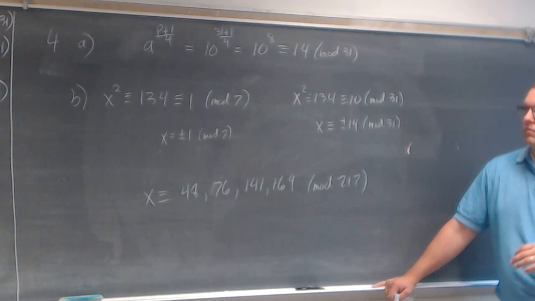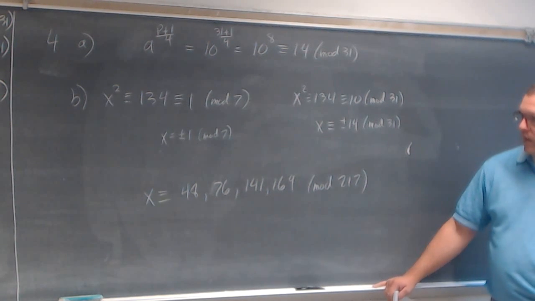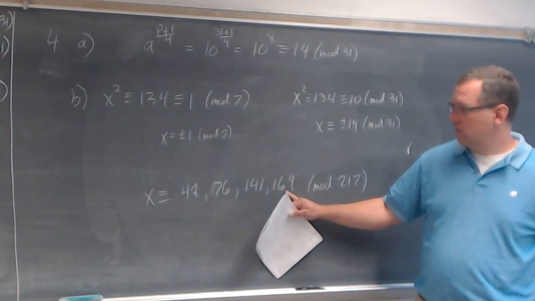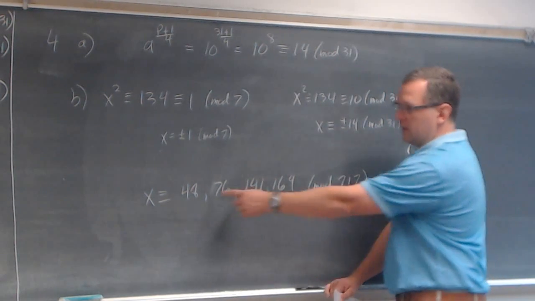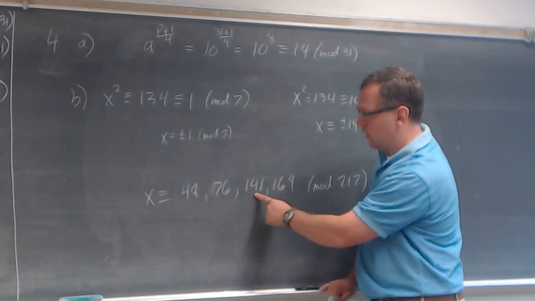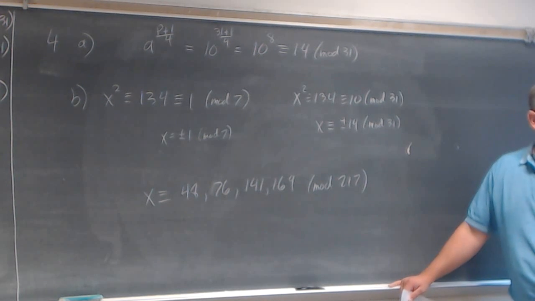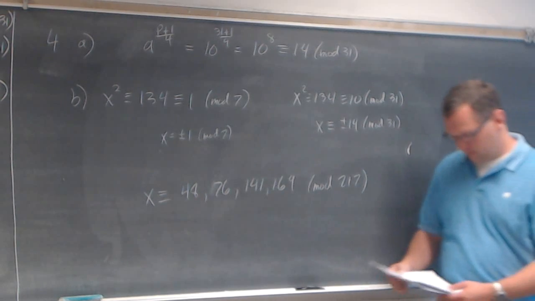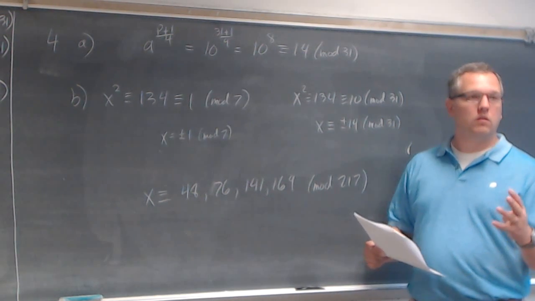Okay. Why did I not get 48 and 76? Did you get these two? Yeah, and I got the plus or minus. Those are the same, because negative 169 converts to 48. Oh, okay. And negative 141 is 76. But it's okay if you just wrote plus or minus. Yeah, either way, it's fine. Any other questions about number 4?